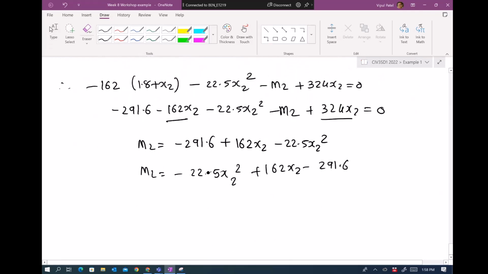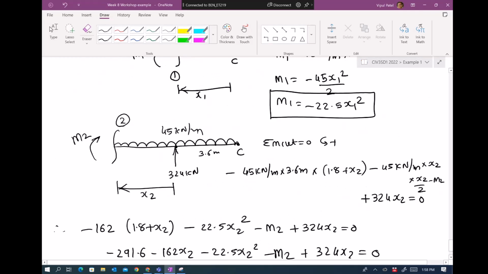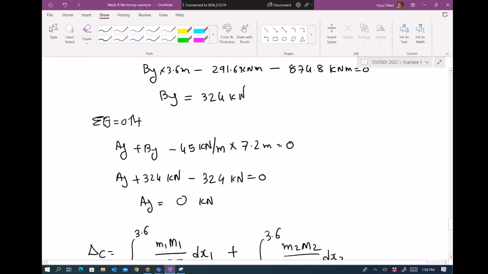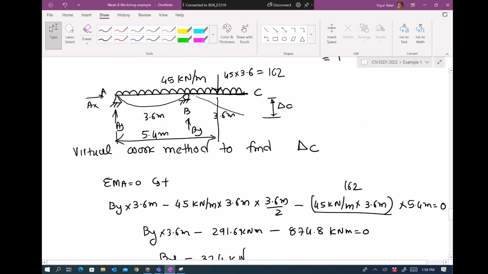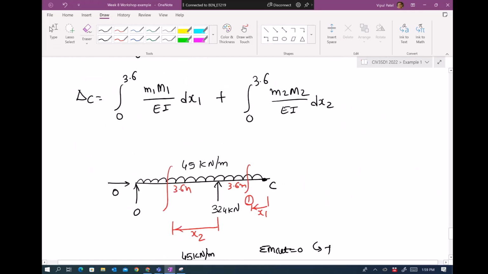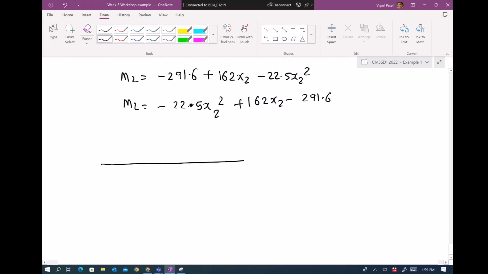Okay, so now M1 and M2 is done. Now we need to do the virtual work methods. We need to apply the load 1 in the directions the deflection need to be found. You remember that sentence from the virtual work methods, right? So we remove all the real loading. We will put 1 at point C going down. Okay, so the real structure's done. You happy with me with this kind of a case?